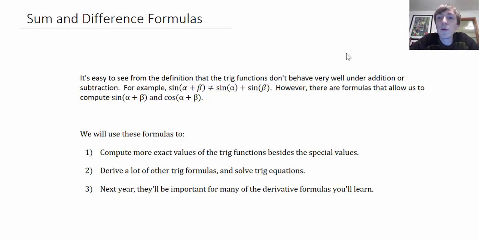One, we're going to be using these formulas to compute more exact values of the trig functions. Right now we only have the special values, those 12 points on the unit circle, where we know the values exactly from geometry. And we might want more. Or really, we might want to know how our computer or our calculator is finding more of these values. It has to do with these formulas we're going to talk about today.